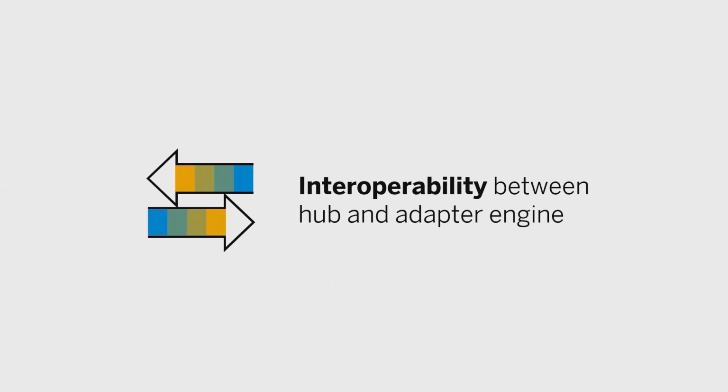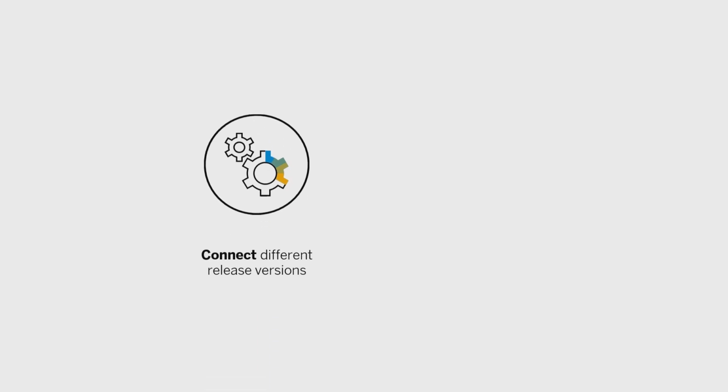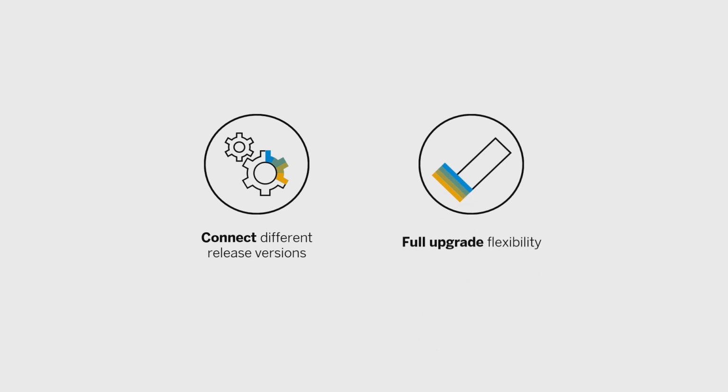Version interoperability between hub and adapter engine gives you further flexibility to leverage innovations quickly. The hub and the non-central adapter engines do not necessarily have to be on the same release or support package stack level. You can connect an adapter engine of lower version to a hub of higher version and vice versa. This version interoperability gives you flexibility to leverage new deployments without having to upgrade your entire distributed integration landscape.